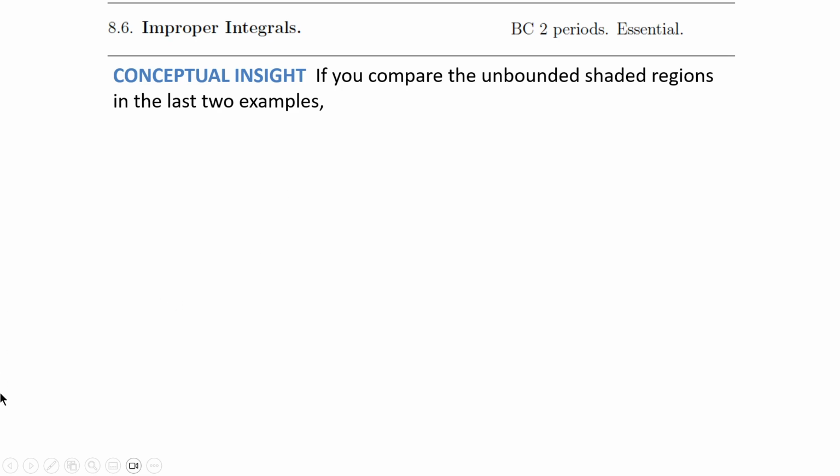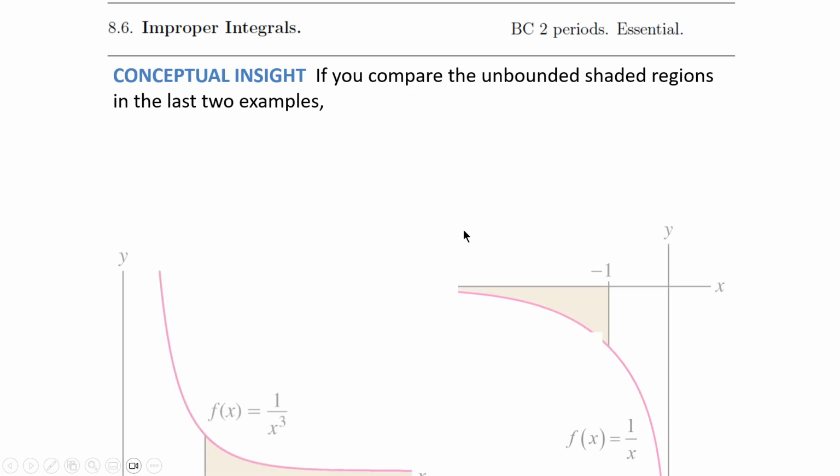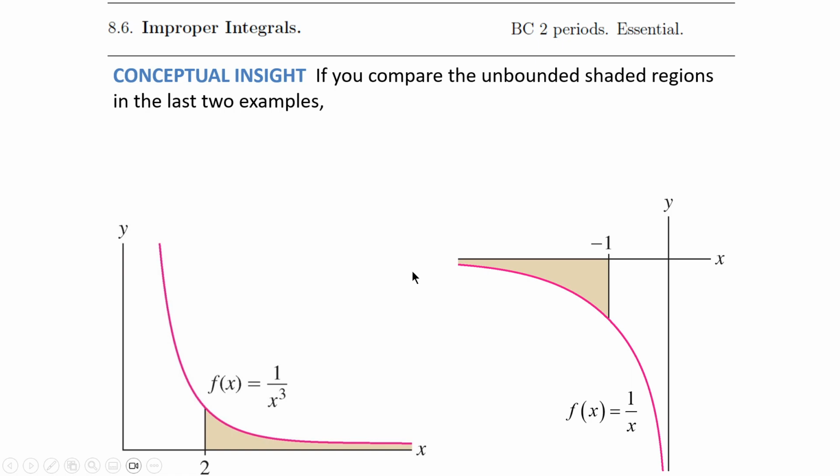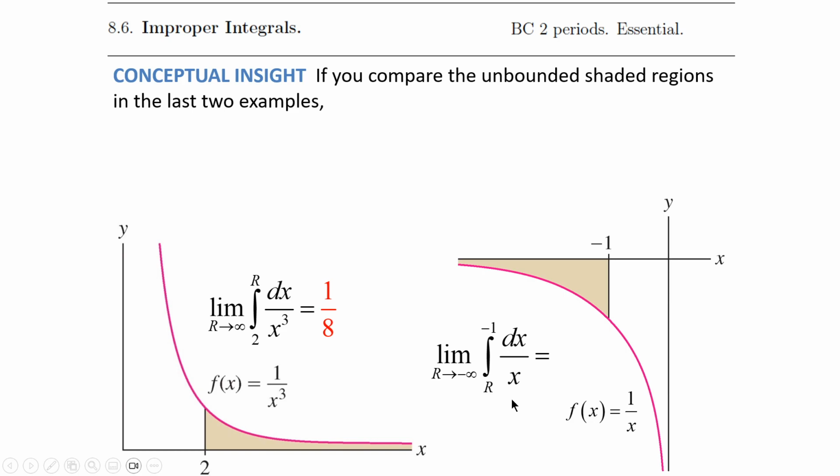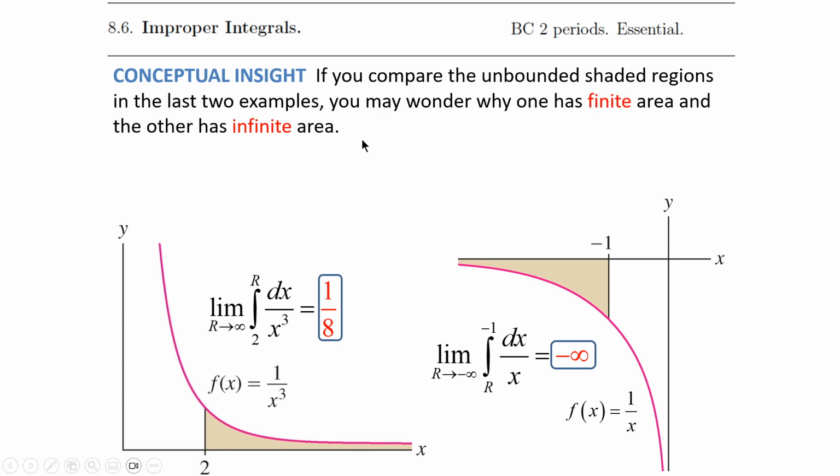Okay. Conceptual insight. This is important right here now. Make sure you understand this. If you compare the unbounded, shaded regions in the last two examples, okay, looks like we have the same situation, doesn't it? So this one was finite, it was 1/8, and this one diverged to negative infinity. Wow, they don't look very different. What's going on? You may wonder why one has finite area and the other has infinite area. Yep, we're wondering.